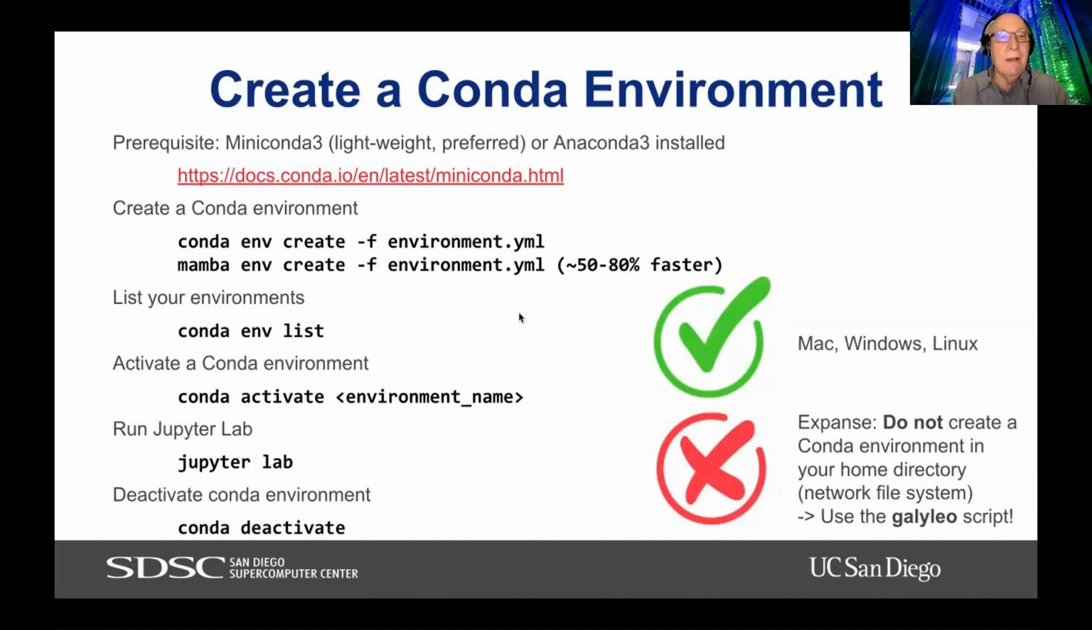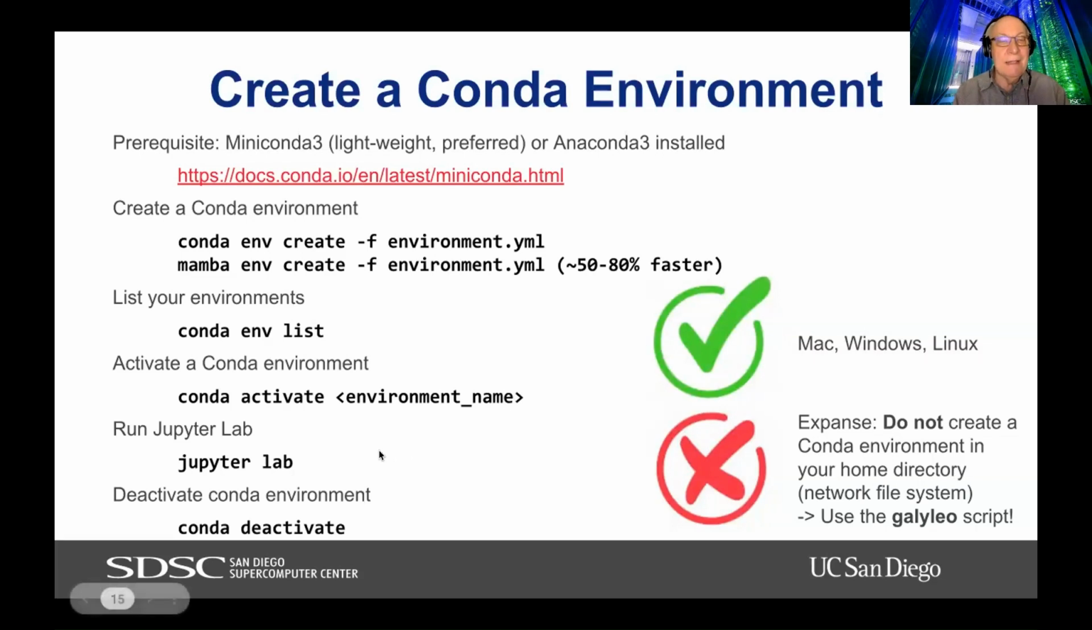After you create your environments, you can see what environments you created by saying conda and list. It will list all your current conda environments. And now let's say I want to use a particular environment. You need to activate it. You say conda activate, and then the name of that environment, which is defined at the top level in this environment.yml file. And then you're ready to go.